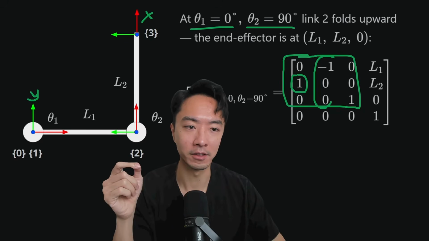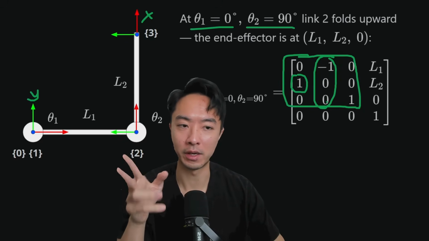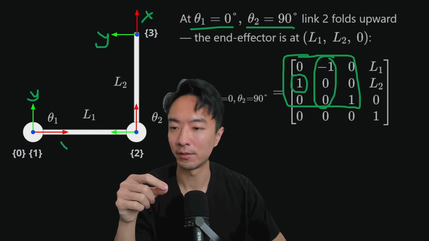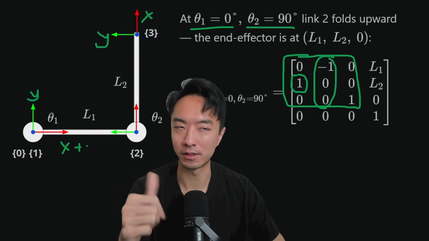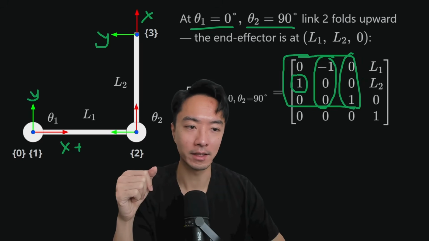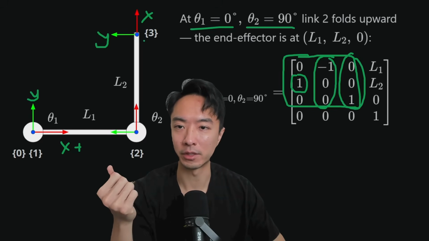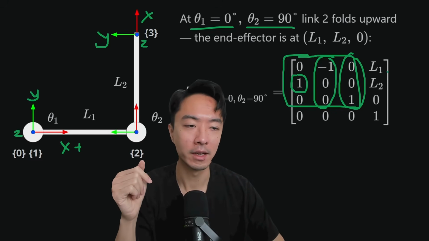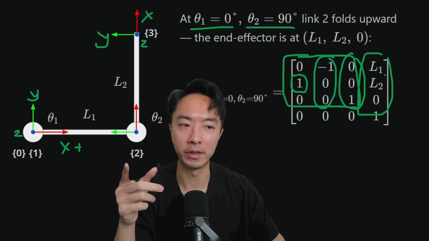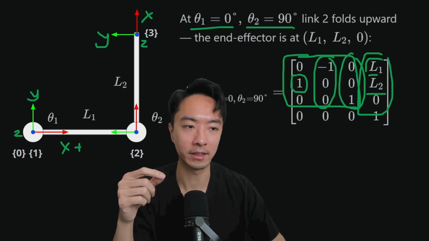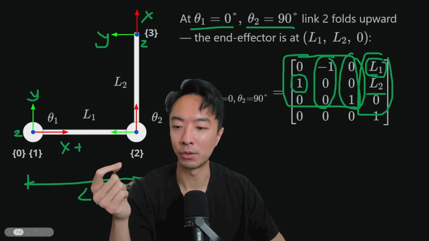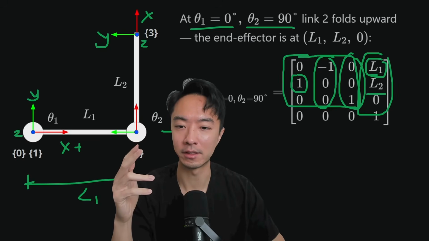Now the y-axis here, negative 1, 0, 0, this means that the y-axis is pointing in the negative x direction. So y-axis, x direction, this is positive, so it's in the negative direction. And lastly, the z-axis, 0, 0, 1, meaning it's in the same direction. So z is out of the page. So that makes sense. And then for the position vector right here, L1 and L2, it says that the x position is L1. So indeed, you could see this right here, the distance in the x is L1, and the y direction is indeed L2.